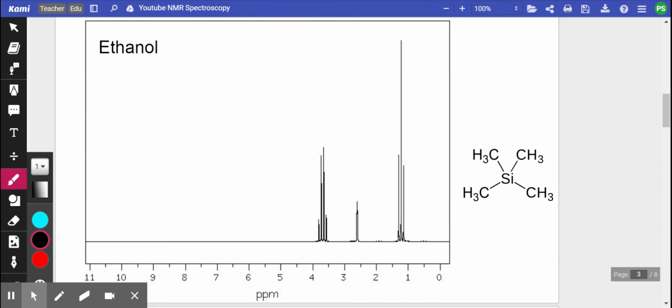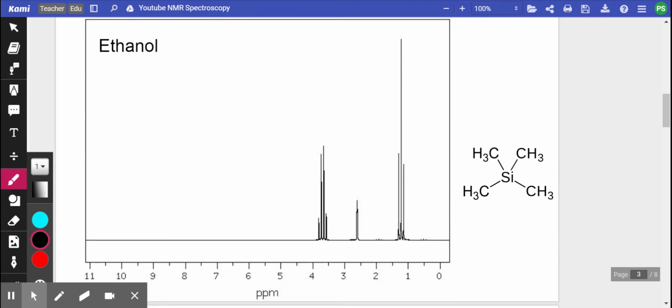So if we take the NMR of ethanol, we get a spectrum like this. Now, if we look here, I have included the molecule tetramethylsilane, which is our reference point in NMR. This is our 0 point. This is the magnetic field required to reach this resonance state, and we compare all other hydrogens to this one.